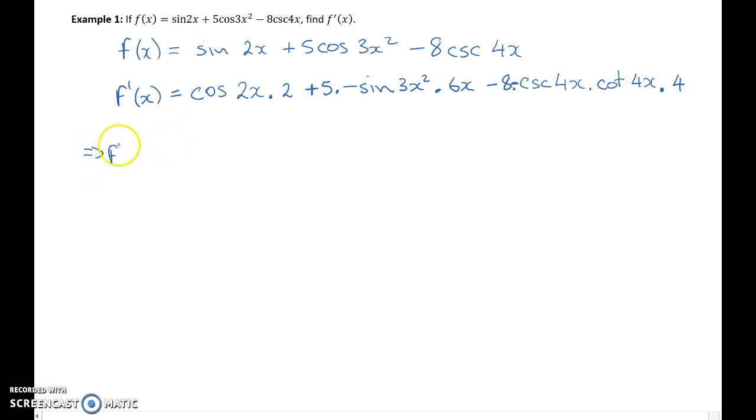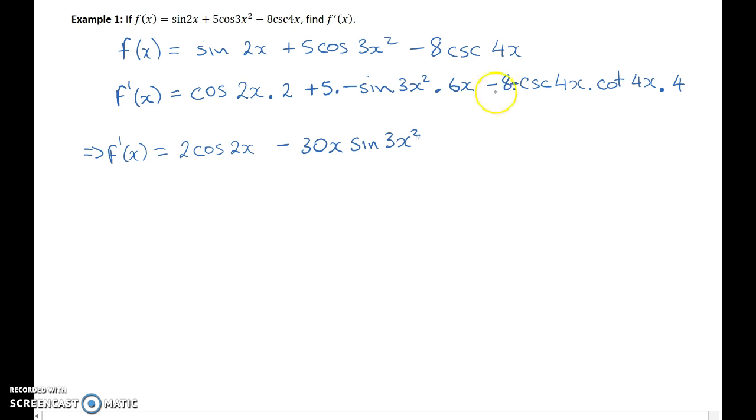So f prime of x, okay, it's cosine of 2x by 2. We usually write that by moving the constant part to the front, so it becomes 2 cosine 2x. The next term is plus 5 by negative sine 3x squared by 6x. So let's multiply the 5 by the 6x, and of course the minus sign, so plus by minus is going to be minus. 5 by 6 is 30x times the sine of 3x squared.